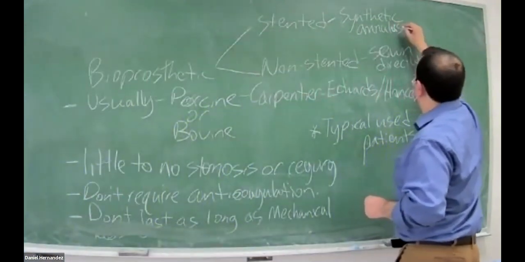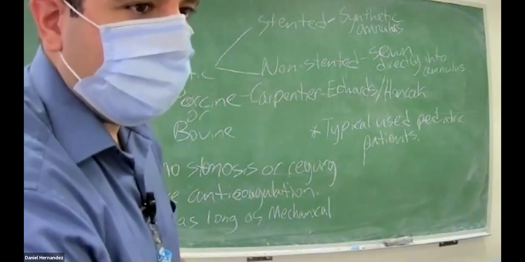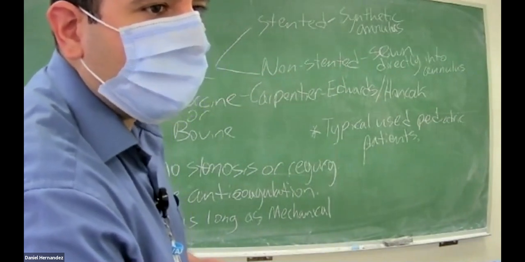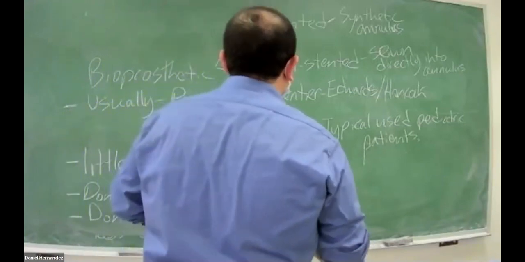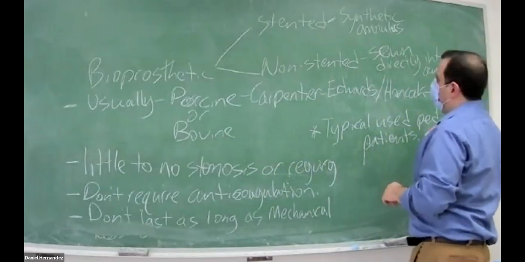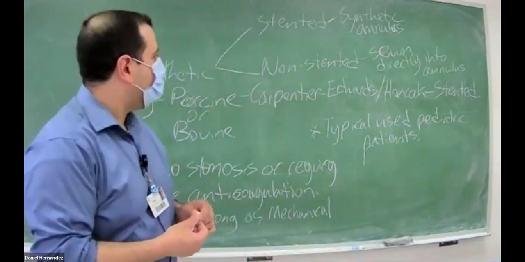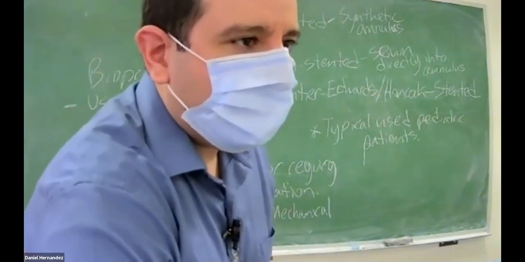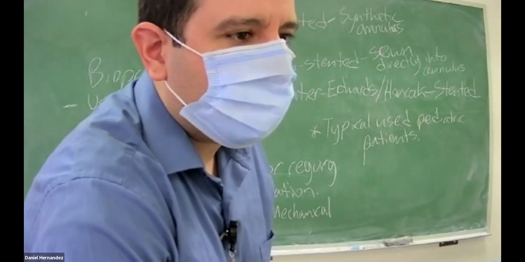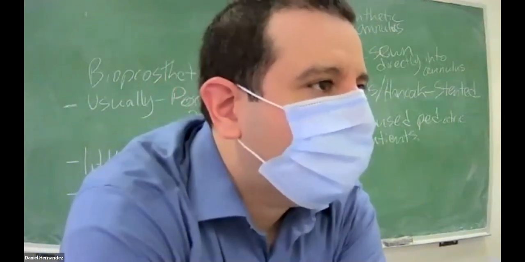God, I spelled that wrong. Annulus. So this Carpenter Edwards, this one's actually going to be a stented bioprosthetic valve. That's pretty. Let's see what else we got here.